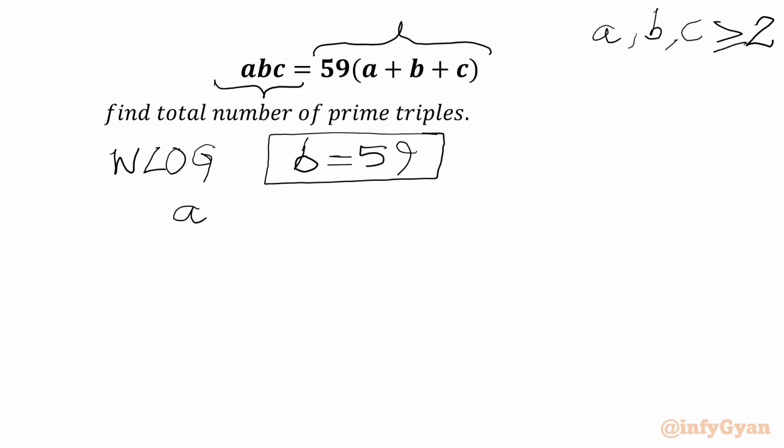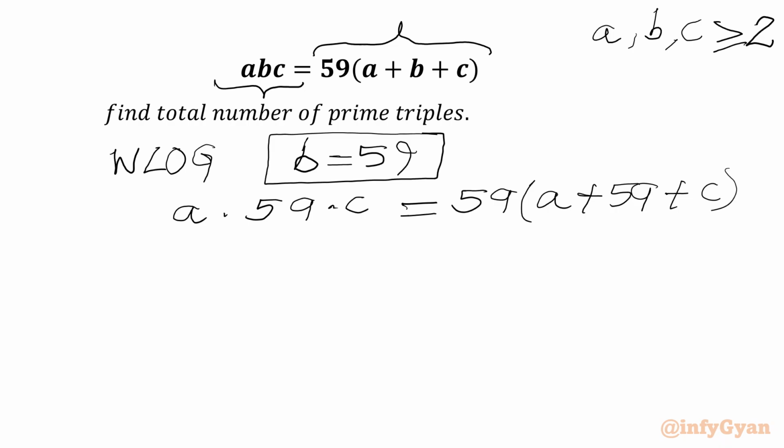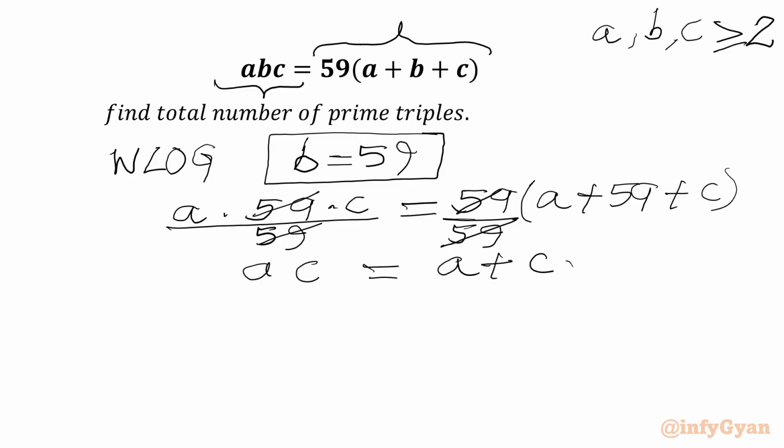So we will get our equation: A times 59 times C on the LHS equals 59 times (A plus 59 plus C). Now both sides have 59, so let's divide both sides by 59. 59 over 59 will be 1. We will write AC equal to A plus C plus 59.